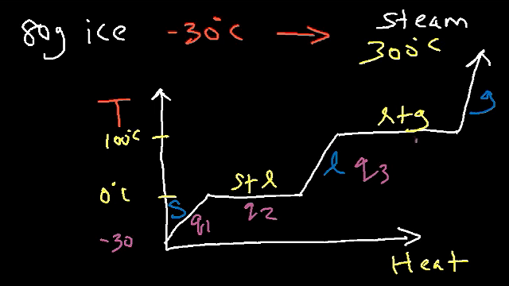Q4 is a phase change problem. We need to do a conversion. And we're going to vaporize liquid water into steam. And Q5, that's a temperature change. We need to use MCΔT again. And we're going to heat up steam all the way to 300 degrees Celsius. So to solve this problem, you need to find Q1, Q2, Q3, Q4, Q5.